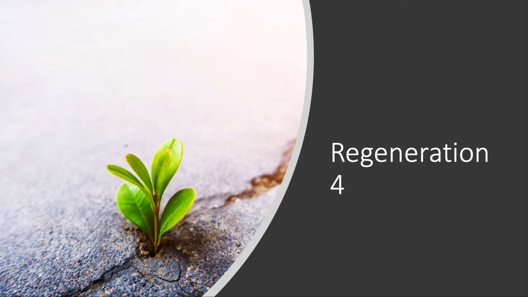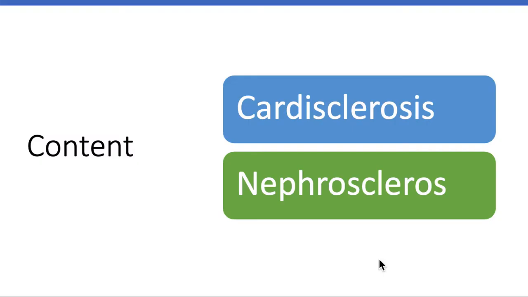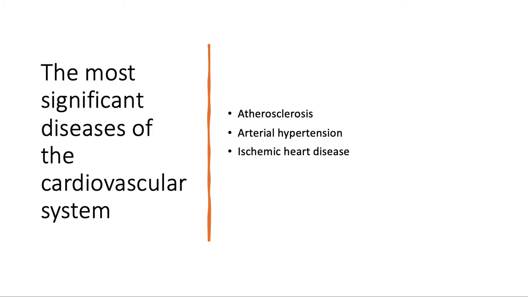We are continuing discussing the topic of regeneration, and today we will talk about cardiovascular within the framework of diseases of the cardiovascular system and nephrosclerosis within the framework of kidney diseases. On this slide you can see the most significant diseases of the cardiovascular system, including atherosclerosis, arterial hypertension, and ischemic heart disease.